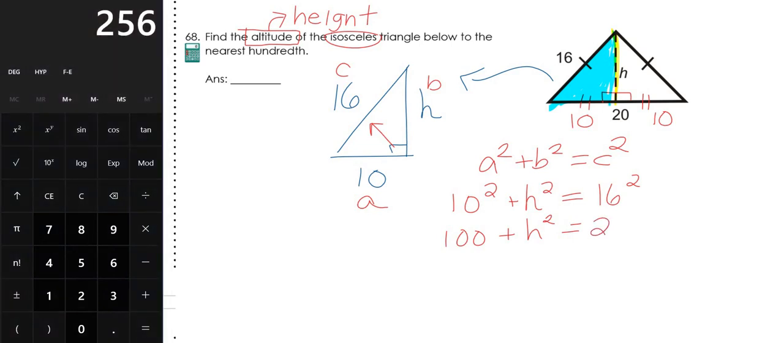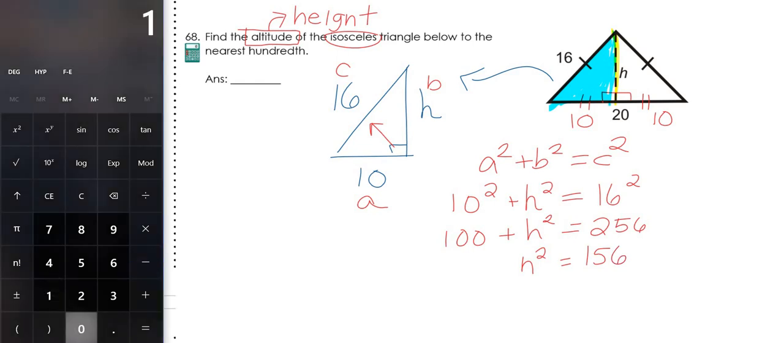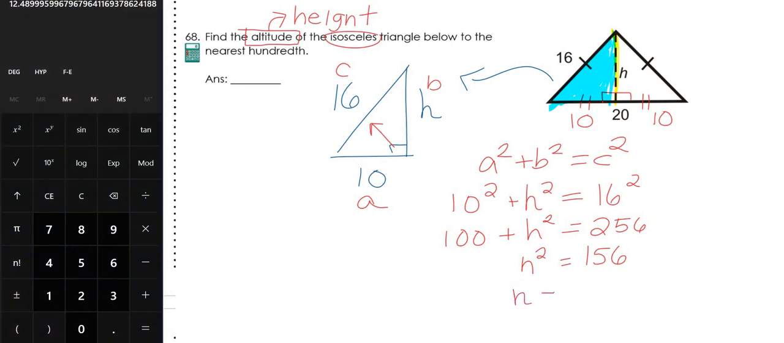10 squared is 100 plus h squared equals 16 squared, 256. Subtract 100 from both sides and we have h squared equals 156. And now to get h, I need a square root. So I get 156 in the calculator. Now I'm going to go ahead and square root it. So h is 12.4899 and then 6. I'm going to round that last number.